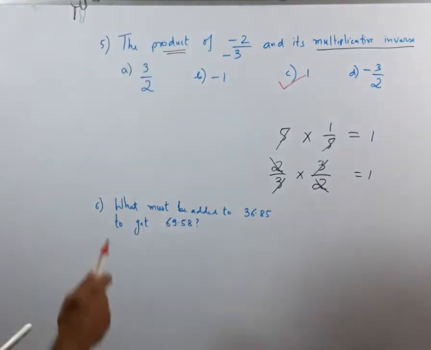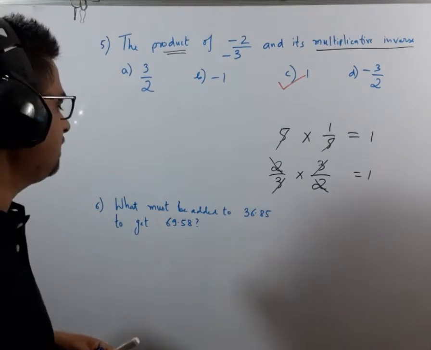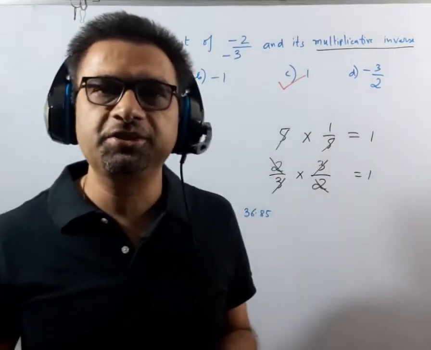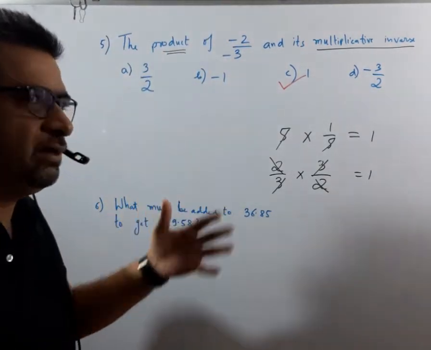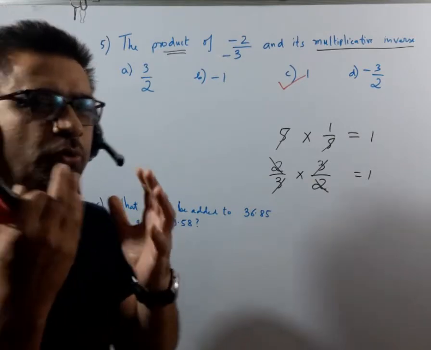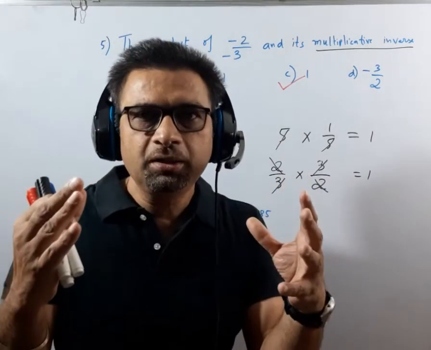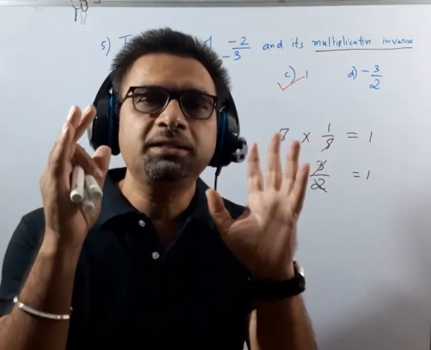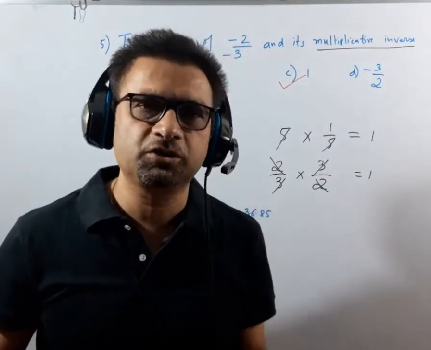The next question: what must be added to 36.85 to get 69.58? Now, hold on, let's just breathe long before you try answering this question. Some of you may get confused with such questions, do you? What to do? Should I add? Should I subtract? And if I'm to subtract, which number is to be subtracted from what? Hey, give me a break. Well, it's very easy. I'll tell you a very simple way of solving this question.